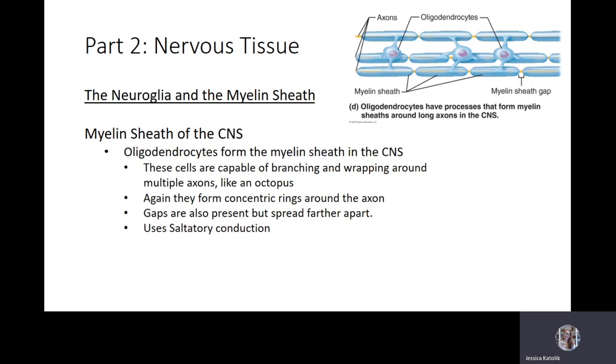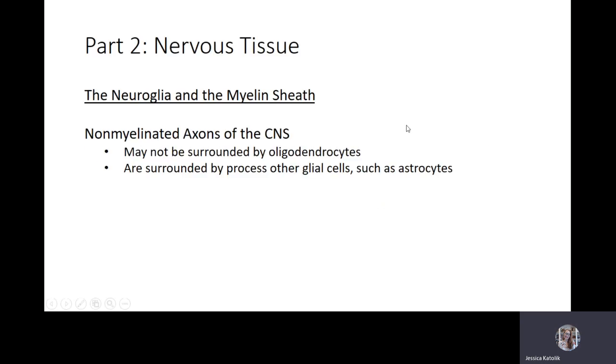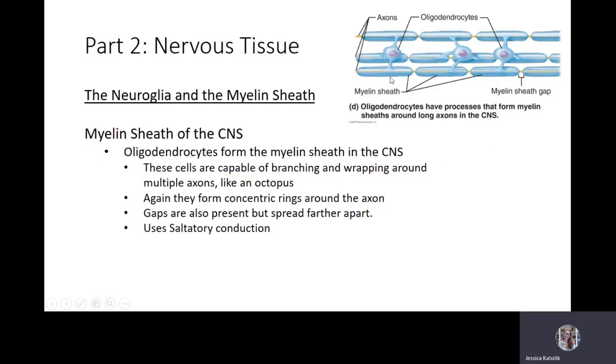And because it still has this kind of pattern, we're still going to use that saltatory conduction, that leaping conduction, to speed up the propagation of the action potential. In your textbook, there is a clinical study of multiple sclerosis. Multiple sclerosis is actually an autoimmune disease that will attack the oligodendrocytes in the myelin sheath in the central nervous system.